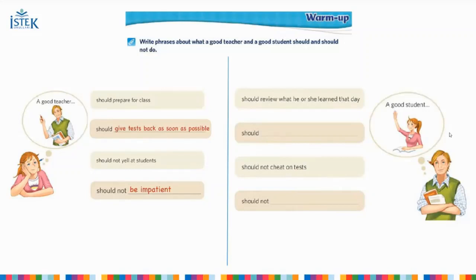Okay, here's the first one. A good student should try his or her best. And the second one, a good student should not talk back to the teacher. You can think of more examples.